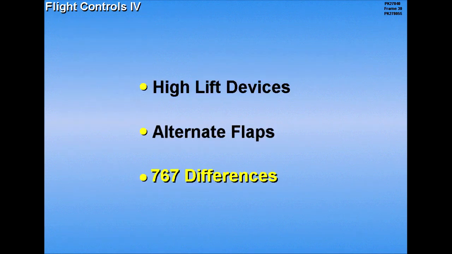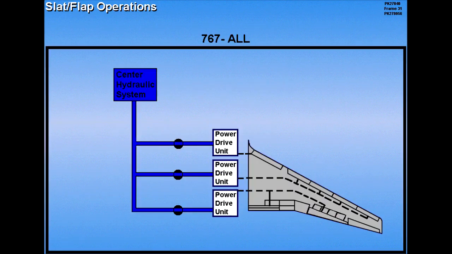Let's now look at 767 differences. The 767 slat and flap operations are controlled by 3 power drive units supplied by center hydraulic pressure. One power drive unit operates the inboard slats, which are mechanically connected. The second power drive unit operates the outboard slats, which are also mechanically connected. A third power drive operates all the trailing edge flaps. The inboard and outboard trailing edge flap sections are mechanically connected.